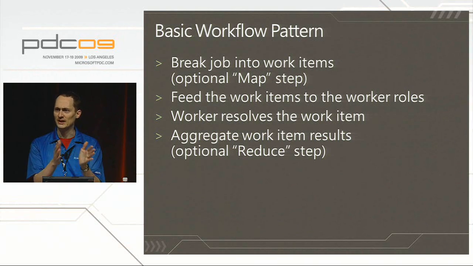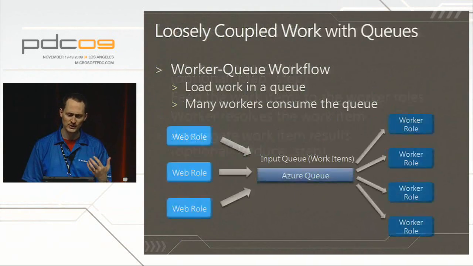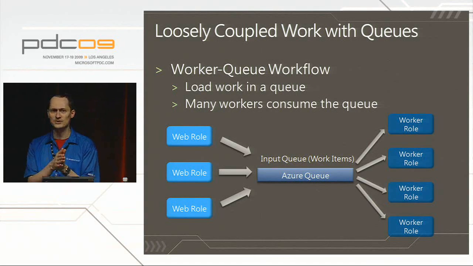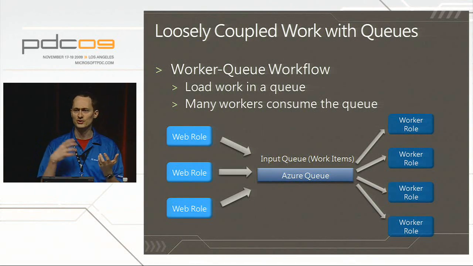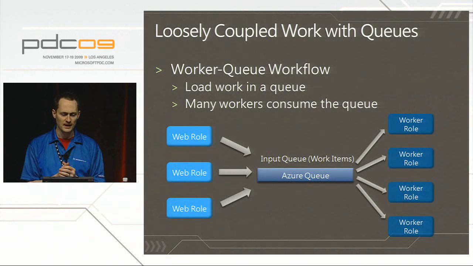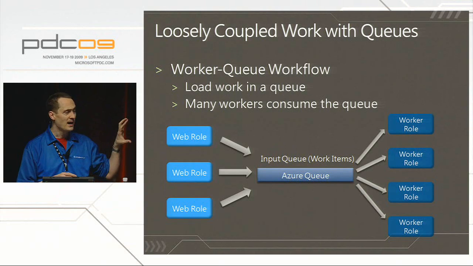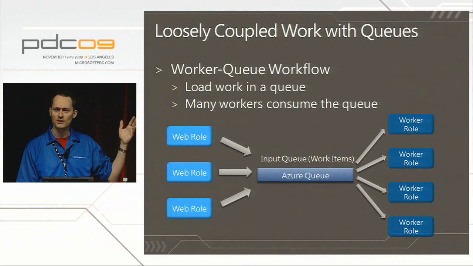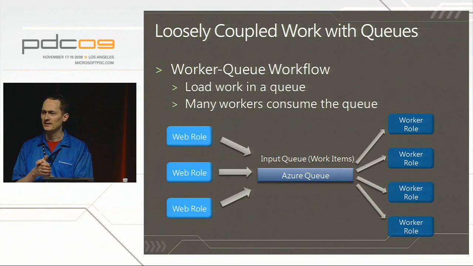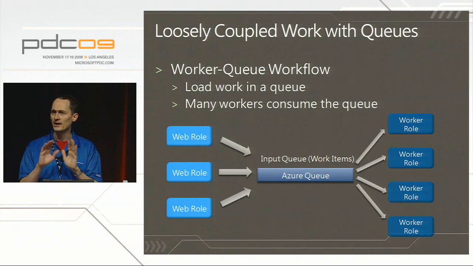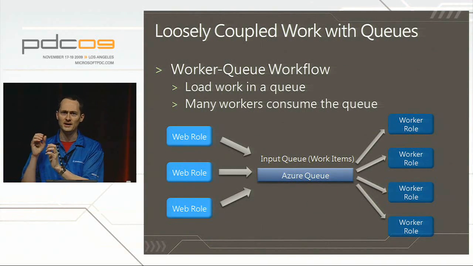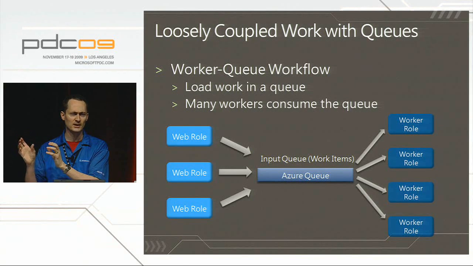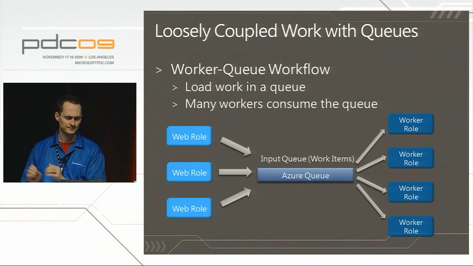So now I want to talk about how we take this workflow and make it reliable. We do that with Windows Azure by putting a Windows Azure queue between your producer and your consumer of the work items. This is called the worker queue workflow pattern. In our example photo processing application, you have your web roles producing work items for the worker roles. If you put them in the queue, you can put it in there, forget about it, and know that this message will make it to a worker, and the worker, if it uses the queue correctly, will guarantee that this message will be processed.